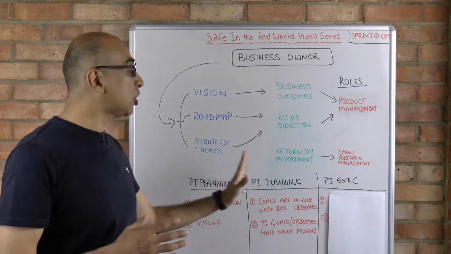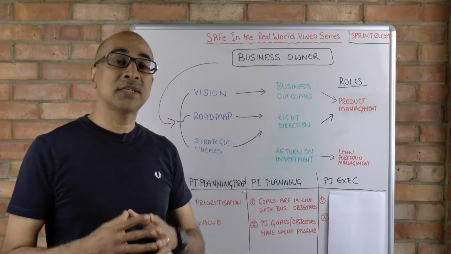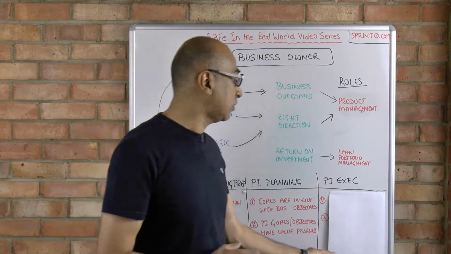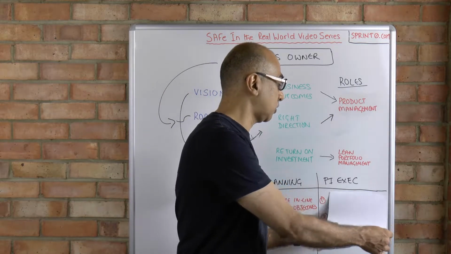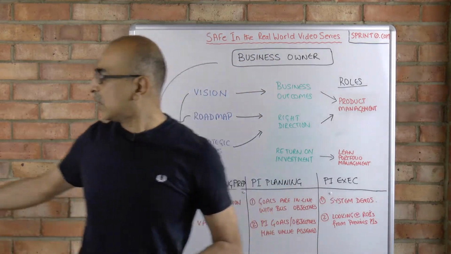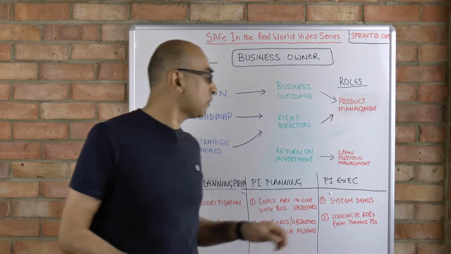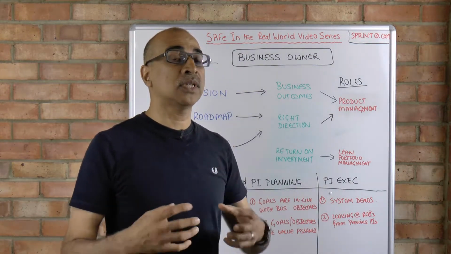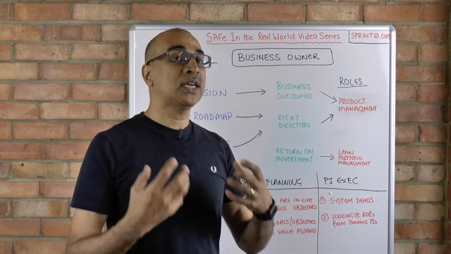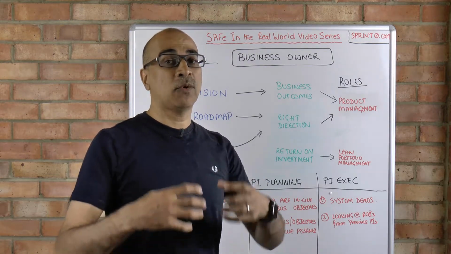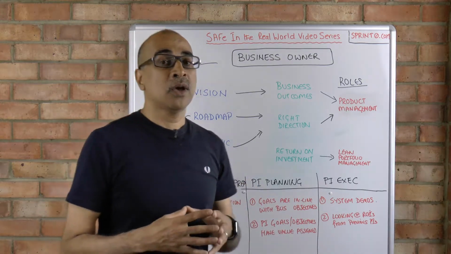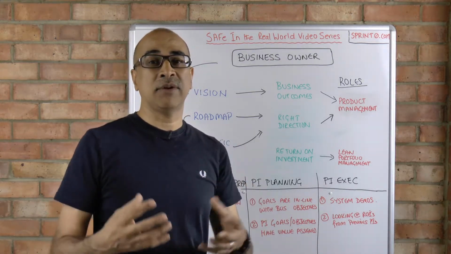Okay, so that's good in terms of the planning stages, but how do we make sure that the Agile release train stays on track? Let's have a look at that during the PI execution. If you look at the PI execution side of things, the business owner would be involved in the system demos, and they will be a key stakeholder in that to make sure that what's actually being built and delivered is in line with the business outcomes and going in the right direction.